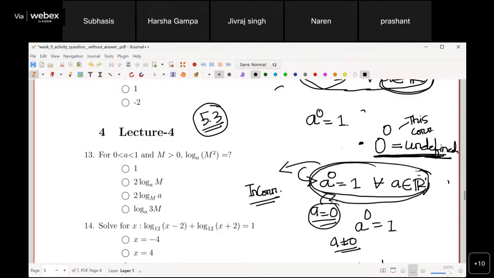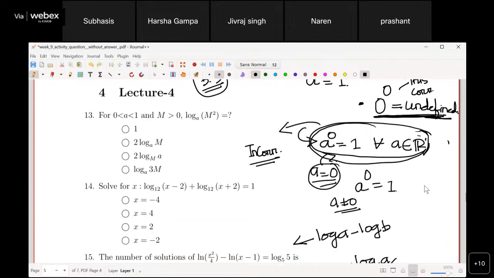Sir is telling that even on the real line, (0, 1) is an open bracket, so 1 also is not included in the exponential function. 1 power 0 is not included in an exponential function, but 1 power 1 is 1, 1 power 2 is 1. So we are not considering it as an exponential function; that is something different. It's a constant function, right? Yes, it will always be 1.